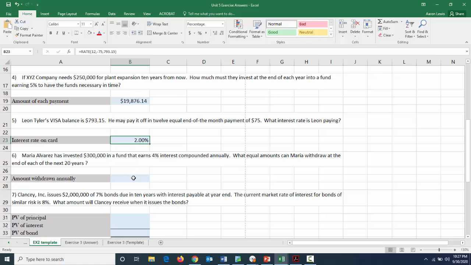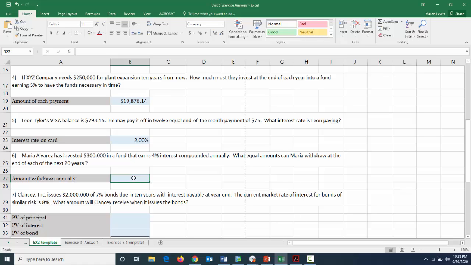Next up, Maria Alvarez has invested $300,000 into a fund that earns 4% interest compounded annually. What equal amounts can she withdraw at the end of each of the next 20 years? So essentially what we're finding here is this is how much money she has sitting around. It's sitting in a fund that earns this. How much can she take out so that the fund is not empty for the next 20 years? And your natural instinct here is to say, well, 300,000 divided by 20 means $15,000 a year. That just makes sense. But then you're not accounting for all the interest that is going to earn on what's still in there. So what are we going to do to solve this?